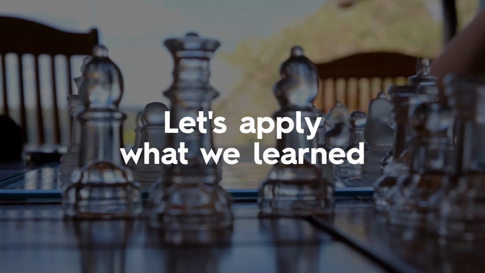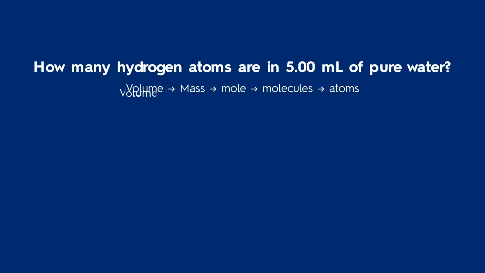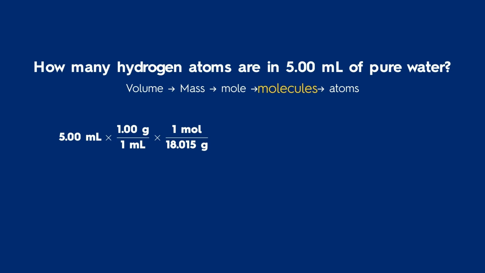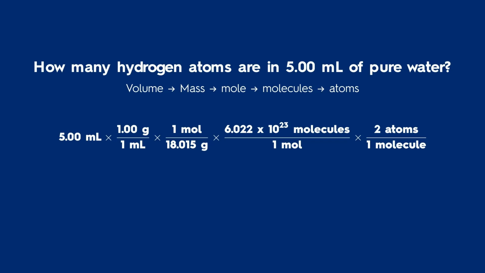Now, let's apply this to our original example. We start with 5.00 milliliters of water. Convert volume to mass using water's density of 1.00 grams per milliliter, assuming standard conditions. Now convert mass to moles using water's molar mass of 1 mole per 18.015 grams. Then use Avogadro's number, 6.022 times 10 to the 23rd molecules per mole. Each H2O molecule contains 2 hydrogen atoms, so use 2 atoms per molecule.